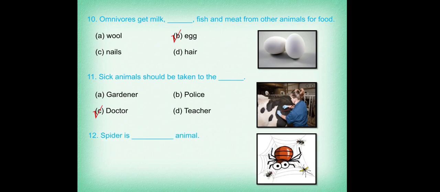Next, spider is dash animal. What does spider eat? Spider eats small insects. So what is a spider? It is carnivores, right? Spider is a carnivorous animal. So tick on carnivores.